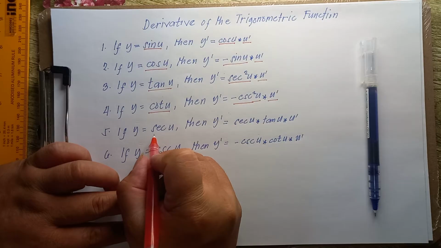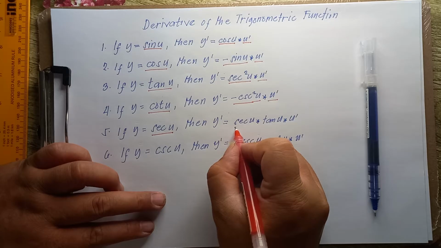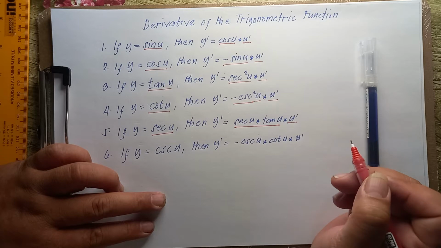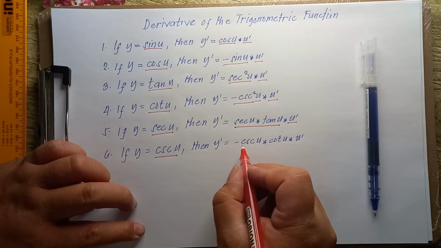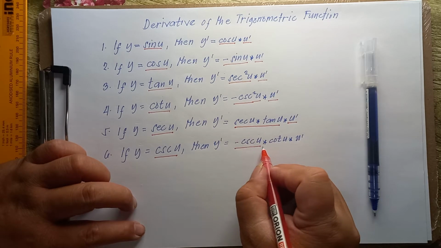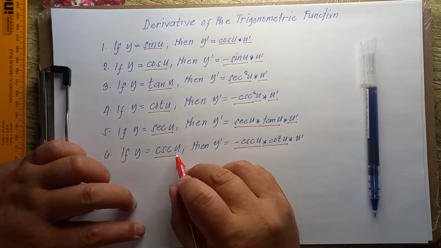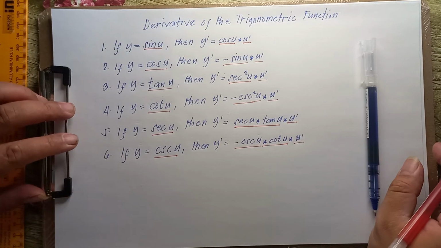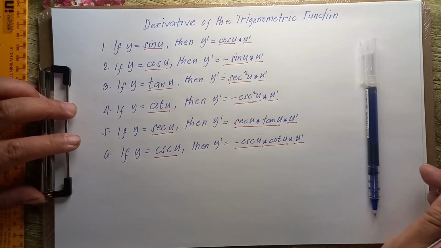Now what about the secant u? Secant u, that is the same as the product of secant u and tangent u times the derivative of u, u prime. And what about the cosecant u? What is the derivative? That is the same as negative cosecant u times cotangent u times, again, the derivative of u, which is u prime. So for us to understand this one, may we consider an illustrative example.